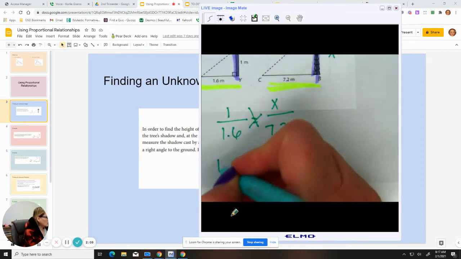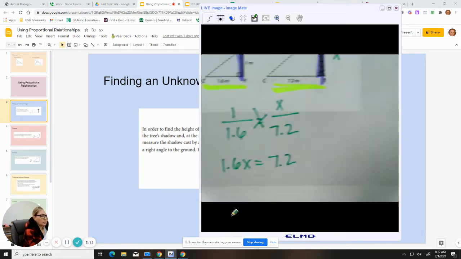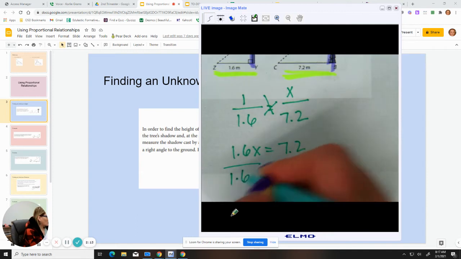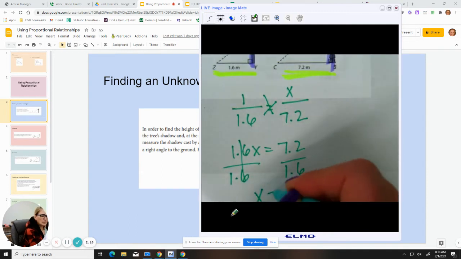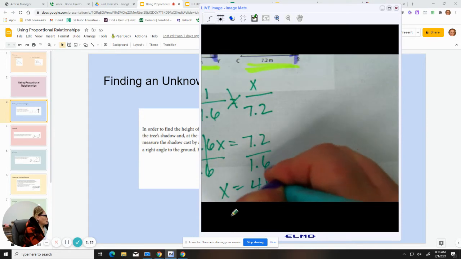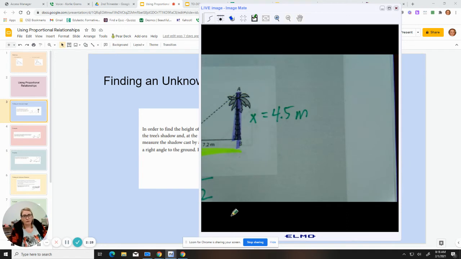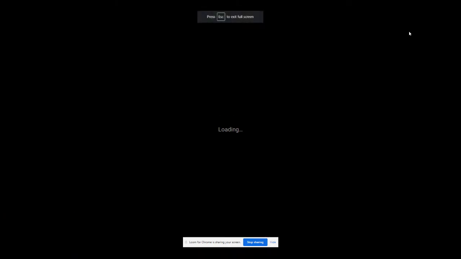So 1.6 times X is 1.6X. 7.2 times 1 is 7.2. We are going to divide by 1.6. And we find that it is 4.5. So your answer would be 4.5 meters. And for most of what we're doing, you are going to have to remember to do your units, whether it's feet or meters or inches or whatever it might be, you are going to have to remember to put that on there.